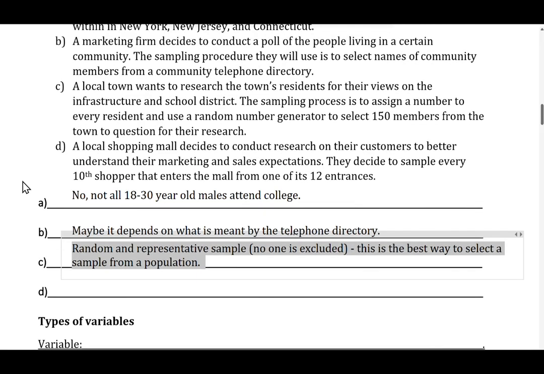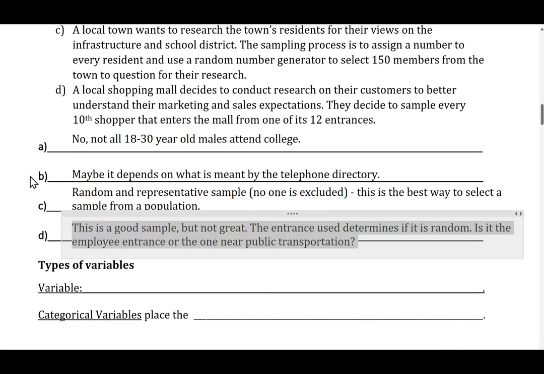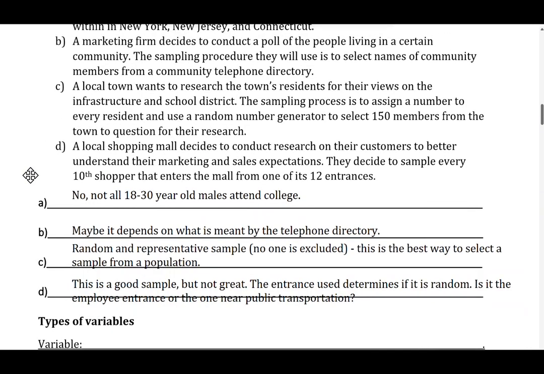For C, this one is one of the best ways of selecting a random sample from a population. Every single person who is a resident of the local township is assigned a specific value. Therefore, every single one of them is potentially involved in the study. So no one is excluded in any way, shape, or form. And example D is, again, another one of those gray area ones. It's a good example of a representative and random sample.